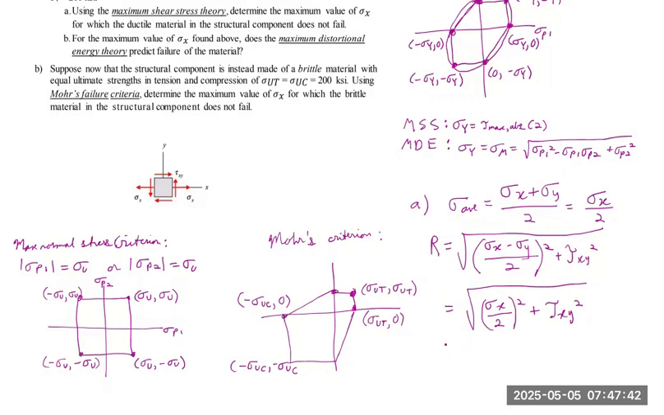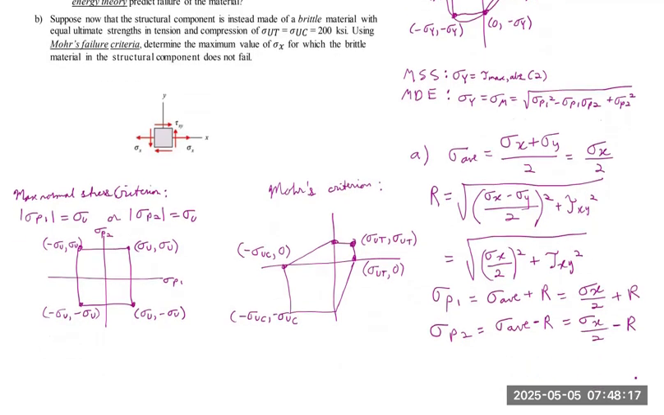Now our principal stress 1 is going to be sigma average plus R, which we can write simply as, since R is such a long equation, sigma x over 2 plus R. And we intuitively know that we just plug this equation in here. And principal stress 2 is equal to sigma average minus R equals sigma x over 2 minus R.